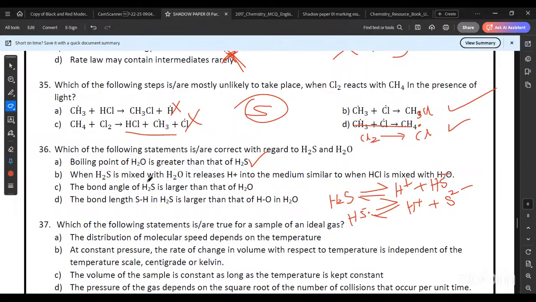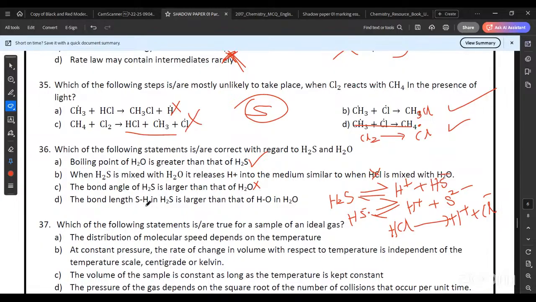Okay, then when H2S is mixed with H2O, it releases H plus reversibly. HCl is a strong acid. It will directly go to H plus and Cl minus. The bond angle of H2S is larger than that of H2O. No, that is wrong. This is also wrong.